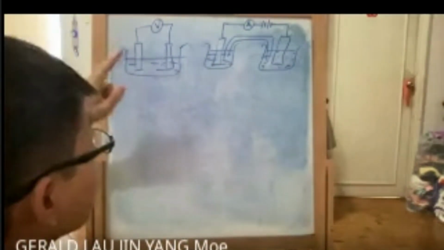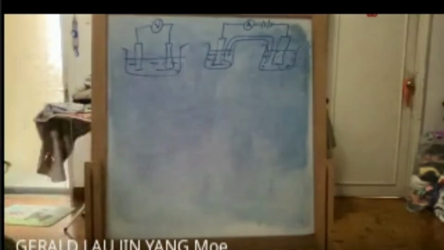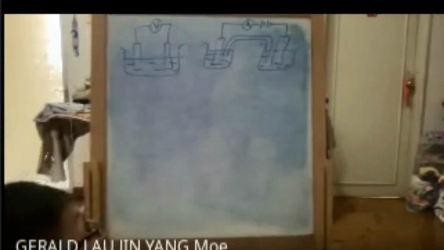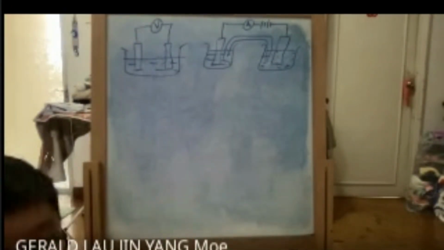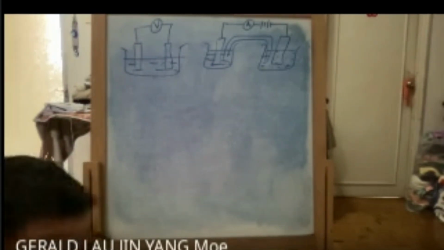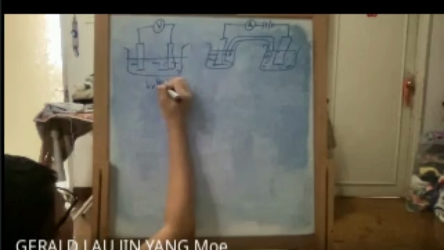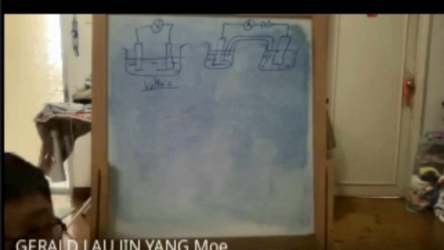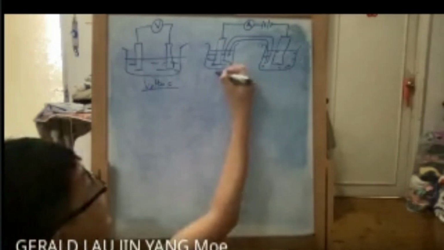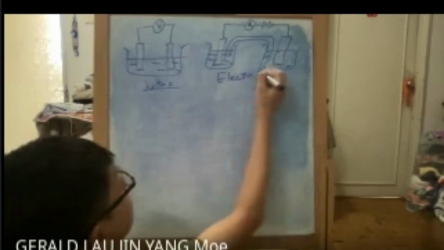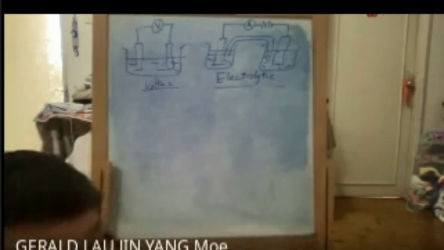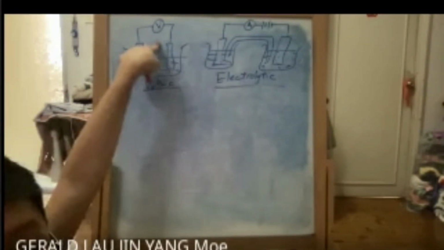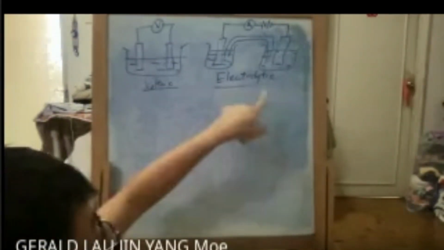Okay, now, this one, what cell is this? What cell is this? Voltaic. Good. What cell is this? Electrolysis, that's the process. Electrolytic. Okay, electrolytic. So, you look, if there is no battery, confirm it's voltaic. If there is a battery, confirm it's electrolytic.